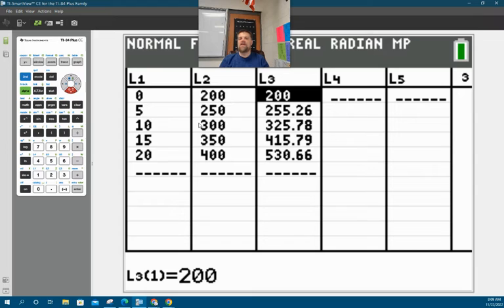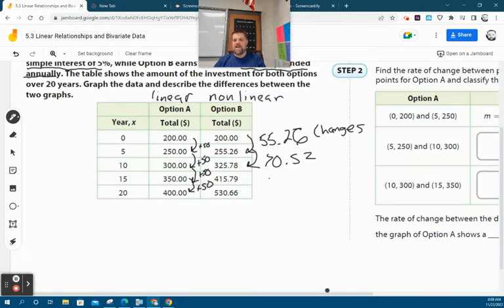Okay, so I'm going to continue on with the lesson. We're going to come back to the calculator for those of you that are plugging stuff in. But we're going to graph it by hand in the book, okay? And then we're going to double check with the graphing calculator. That's how you check to see if you made a mistake. So going back here, the first step says the table of values gives the amount of the investment for both options over 20 years. Graph the data and see the differences in the two graphs.